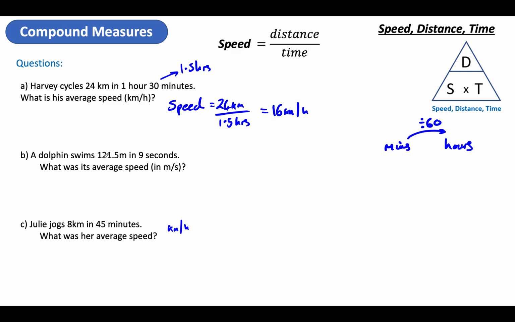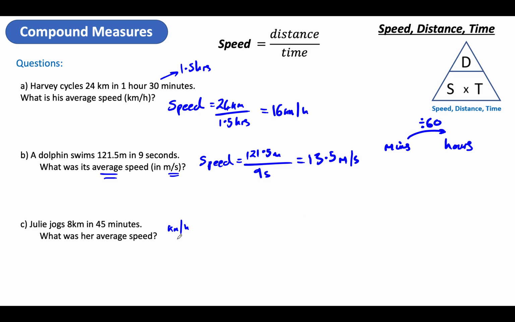Right, a dolphin swims 121.5 meters in 9 seconds. What's its average speed? Remember, it's an average because I've only got the total time. It might have sped up or slowed down, but we can just get the average speed. And I want it in m/s, meters per second. So speed. Well, I know what the meters was. That was 121.5 meters. I know what the seconds were. That was 9 seconds. Just put S for seconds. And let's see what we get. 121.5 divided by 9 is 13.5. And we're working in meters and seconds, so it's meters per second.